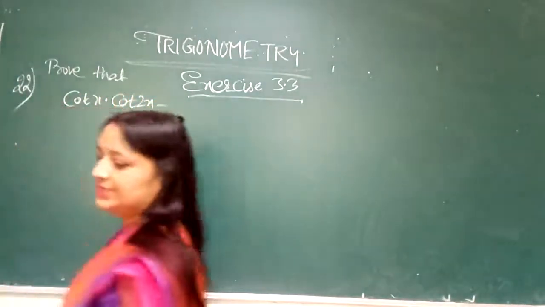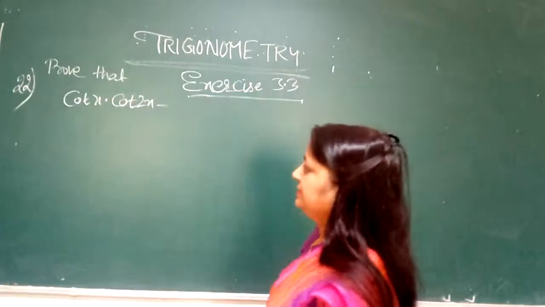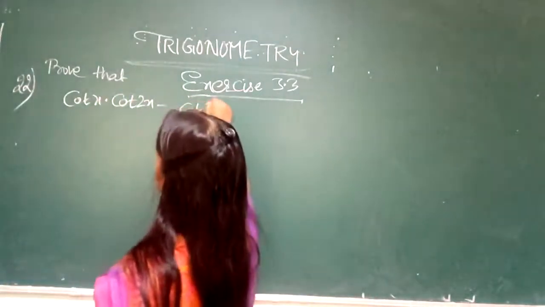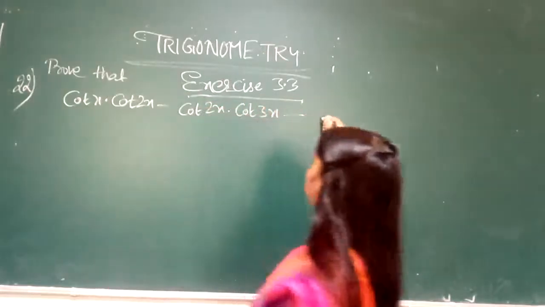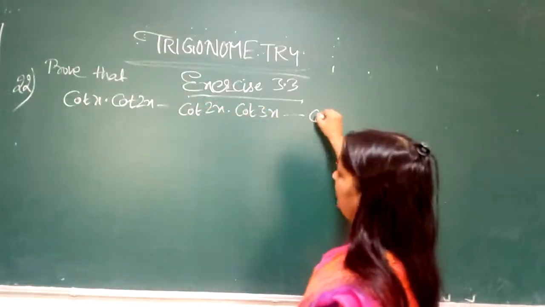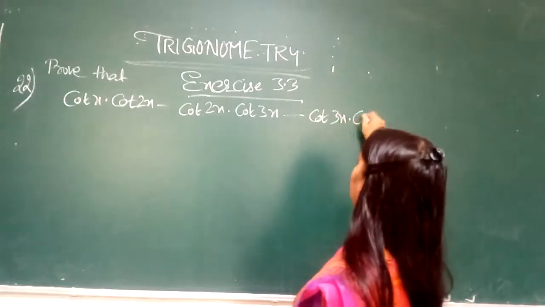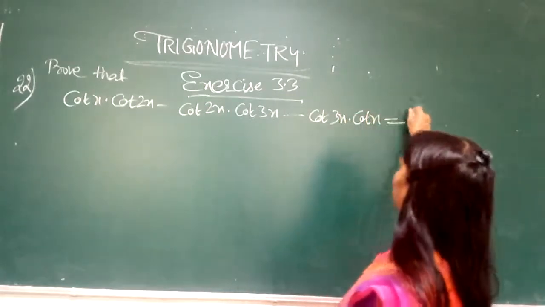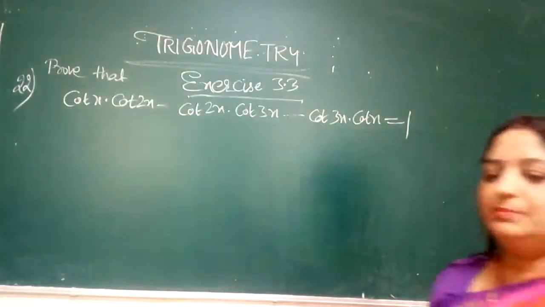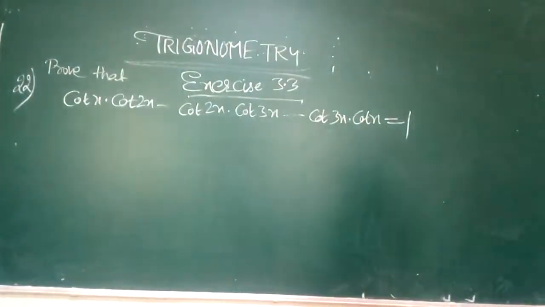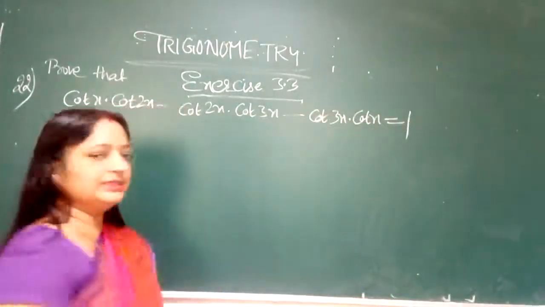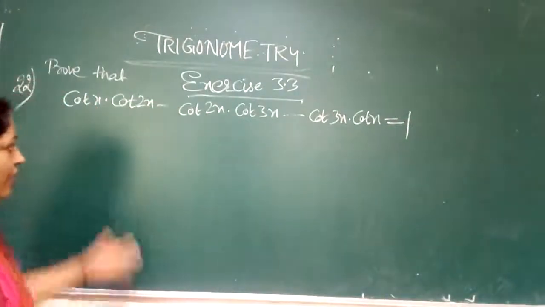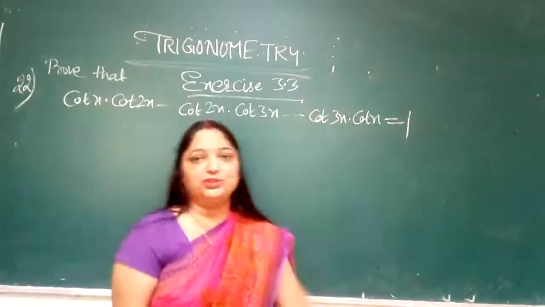minus cot 2x into cot 3x minus cot 3x into cot x is equal to 1. This is question number 22, that is cot x into cot 2x minus cot 2x into cot 3x minus cot 3x into cot x is equal to 1. Now students, how can we solve this to get 1?